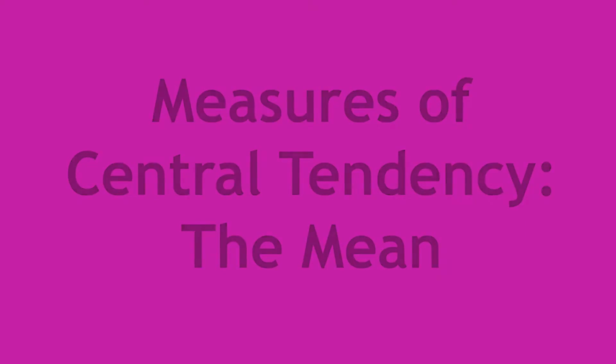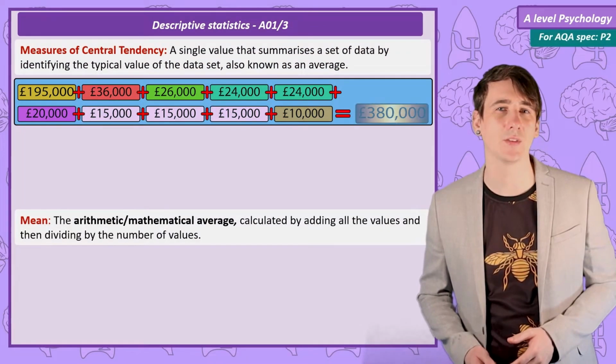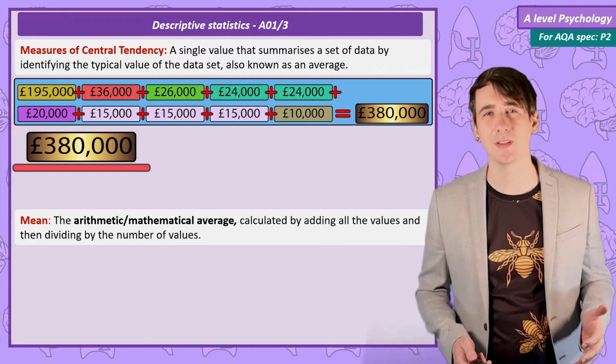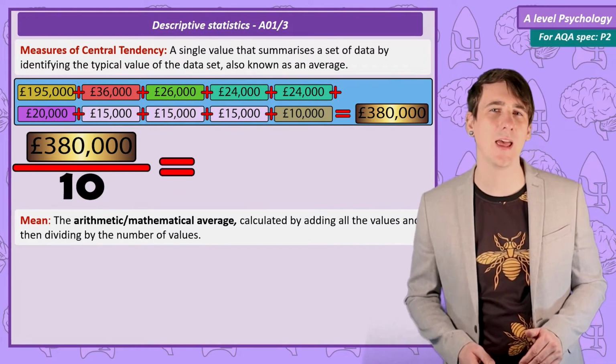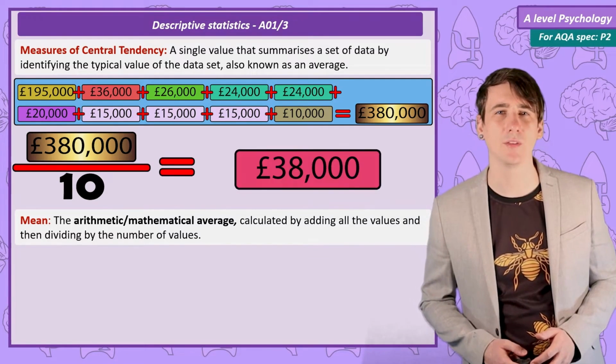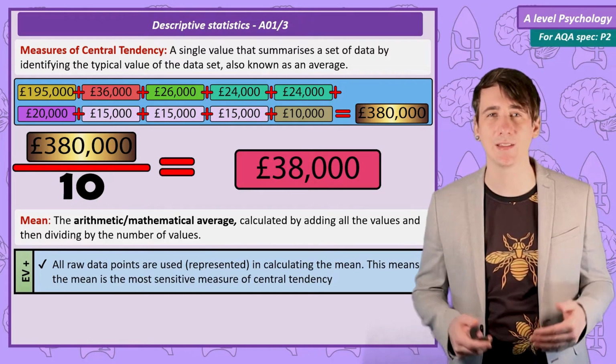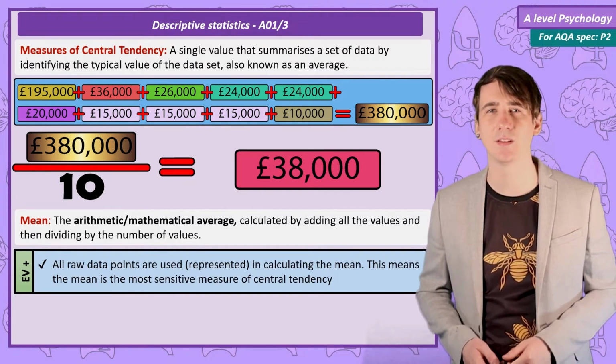The mean. So to work out the mean, we add all the scores together, which gives us 380,000, and divide by the number of scores, in this case 10. So in this data set, our mean average salary at this company will be £38,000. Positives of the mean are we have used and represented all of the raw data in its calculation, so we would say it's sensitive.